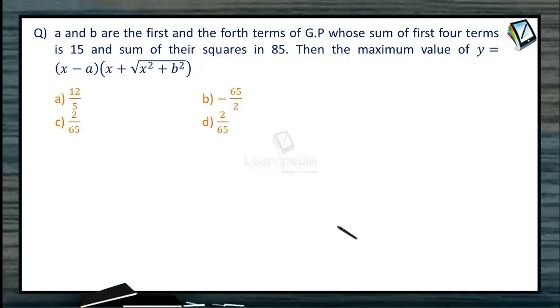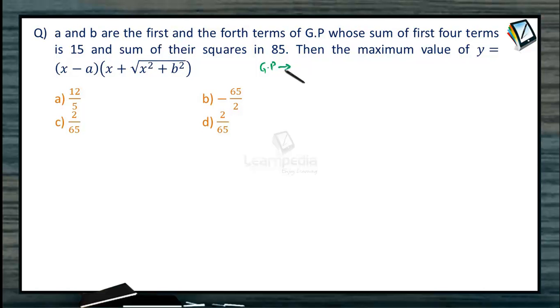A and B are the first and fourth terms of a GP whose sum of the first four terms is 15 and sum of their squares is 85. Then find the maximum value of y equal to x minus a into x plus root of x square plus b square. Now before we proceed further to identify the function's maximum and minimum, first let us identify what are the values of a and b.